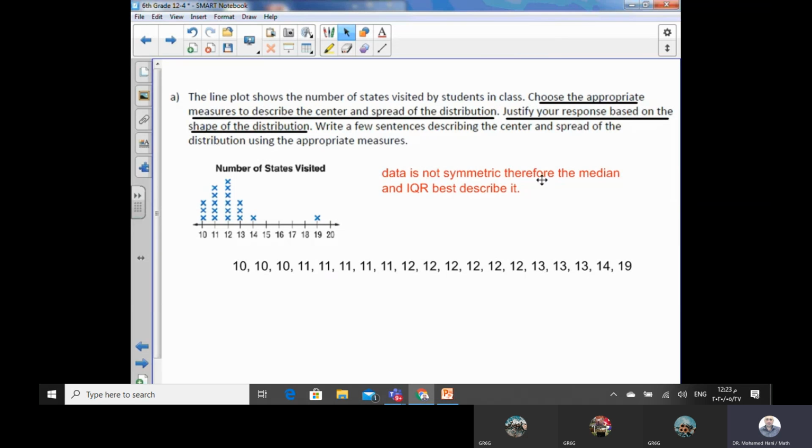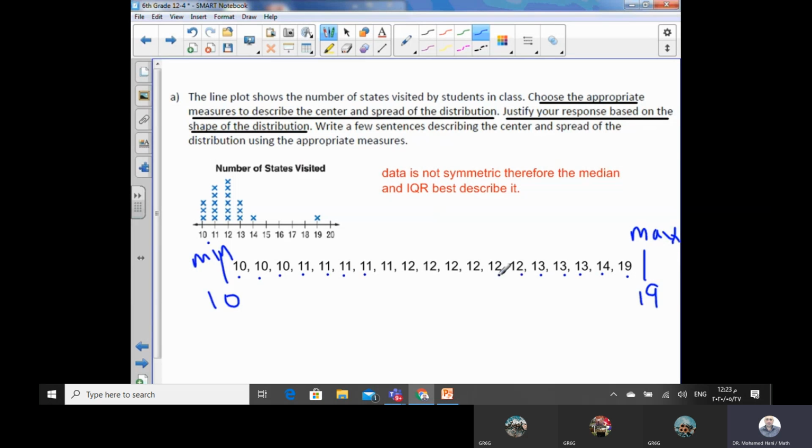Okay, so let's go ahead and find the median and interquartile range. In order to find the median and the interquartile range, we should probably find our minimum and maximum as well. So the min is 10. The max is 19. Let's go ahead and find the median. So the median is 12.